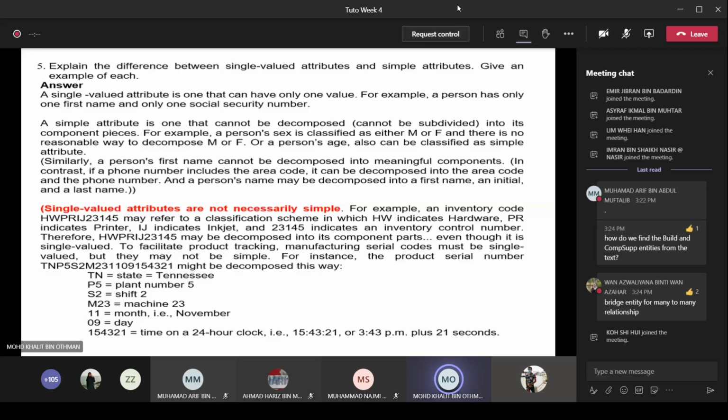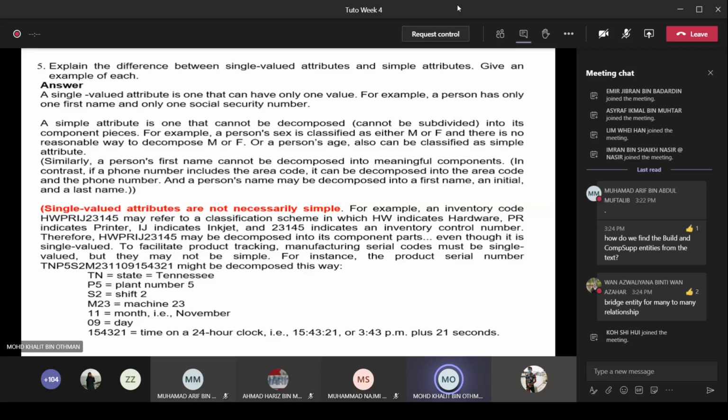Similarly, a person's first name cannot be decomposed into meaningful components. In contrast, if a phone number includes the area code, it can be decomposed into the area code and the phone number. And a person's name may be decomposed into first name, initial, and last name. This is just an example. If you say that name is not a simple attribute, it is because a name can be decomposed into different names, which are first name, middle name, and last name. Some forms have first name, middle name, and last name. Some forms have only name.